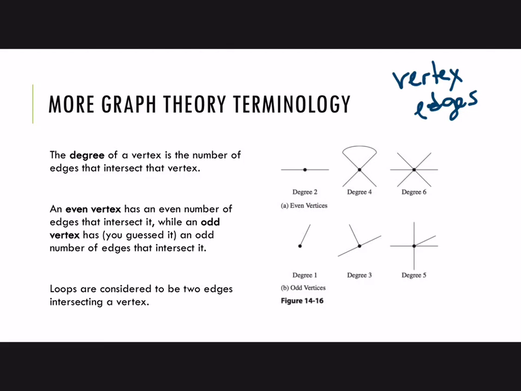When we're counting the degree of a loop, we consider a loop to be 2 edges intersecting a vertex. Even though a loop is a single edge, for the purposes of counting the degree, we say that it's intersected the vertex twice.